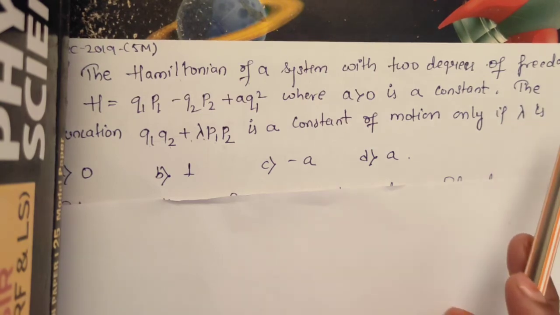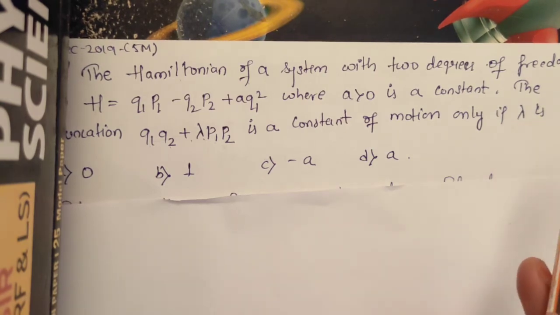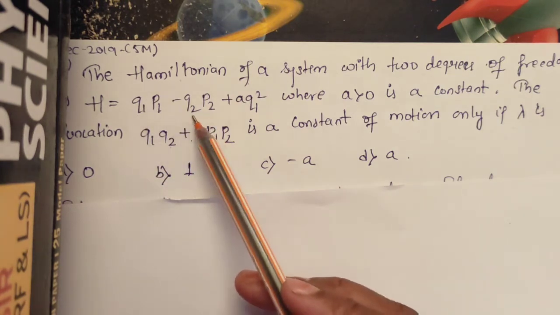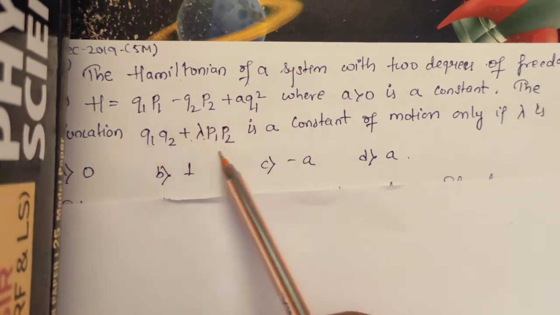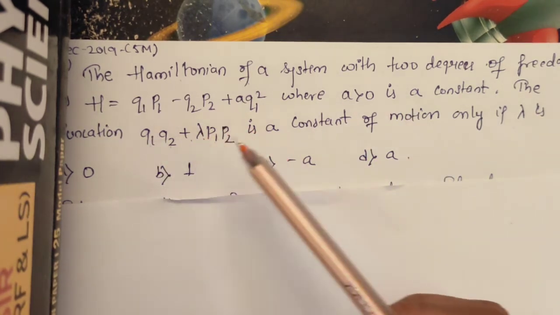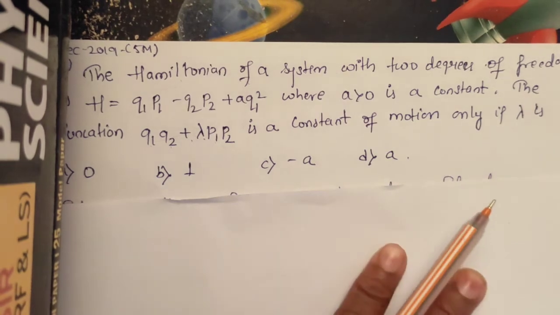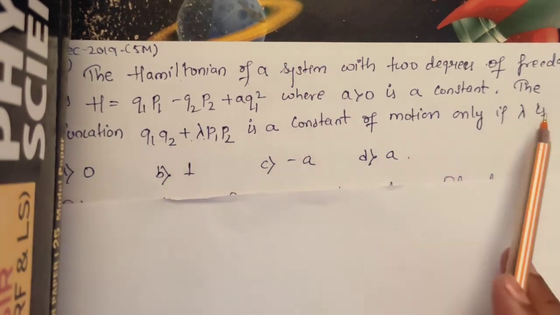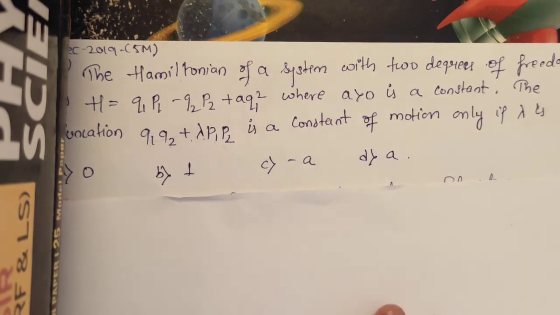So with the help of Hamiltonian equations of motion, we can find the values for Q1 dot and P1 dot, Q2 dot and P2 dot, and here we have the function where the derivative of the given function will be equal to 0. So simply by taking the derivative of the given function, we can find the value of lambda. So let us begin with the solution.